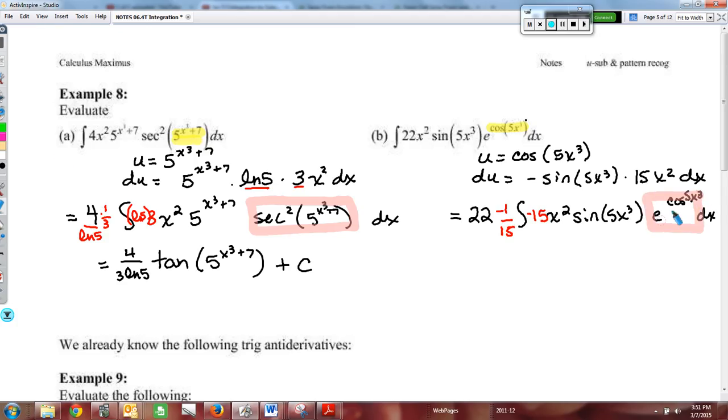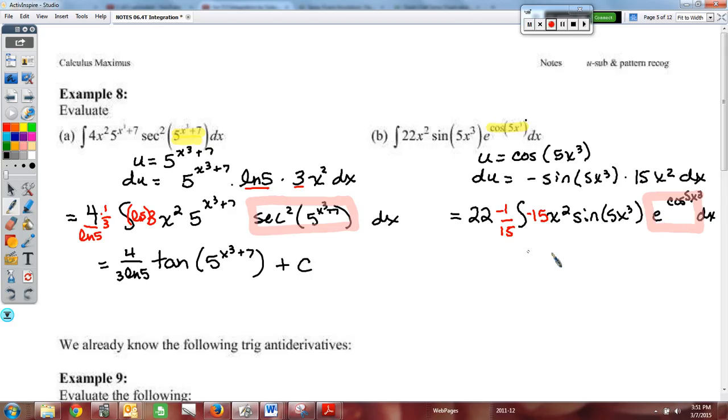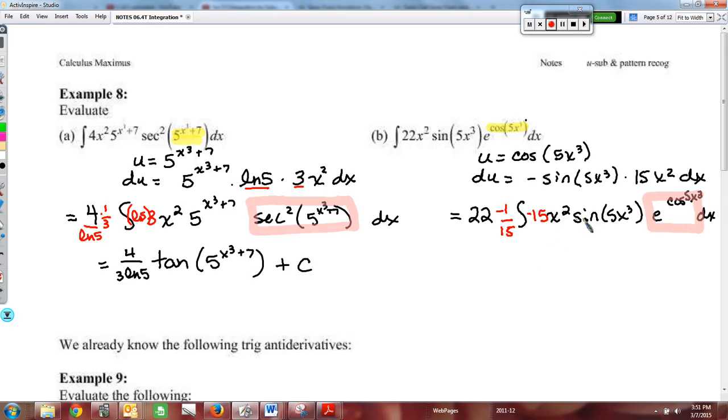So I'm integrating e to the u. The antiderivative of e to the u, again, ignore all of this complicated stuff. It gets packed back into the box. So I'd have negative 22 over 15. And then I would end up with the antiderivative of e to the u is e to the u, plus c. And you can take the derivative of this and check and see if we end up back to the integrand that we had. But that is just a little practice that we're going to work on.